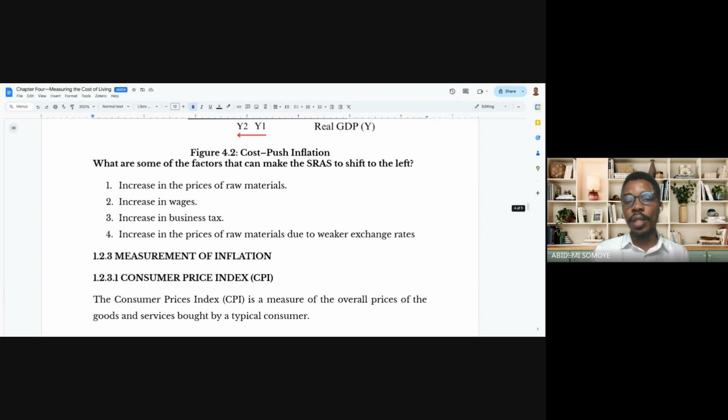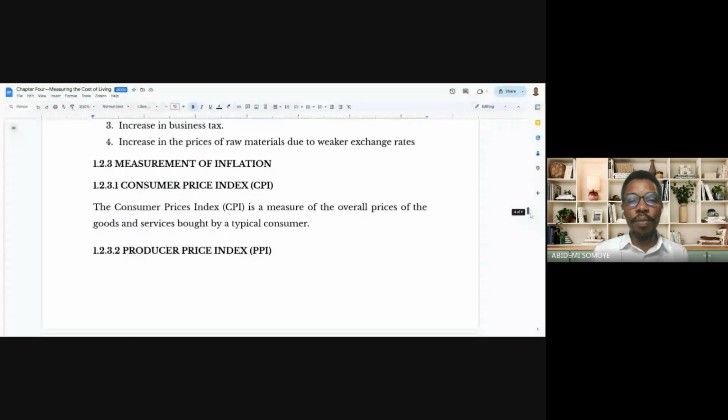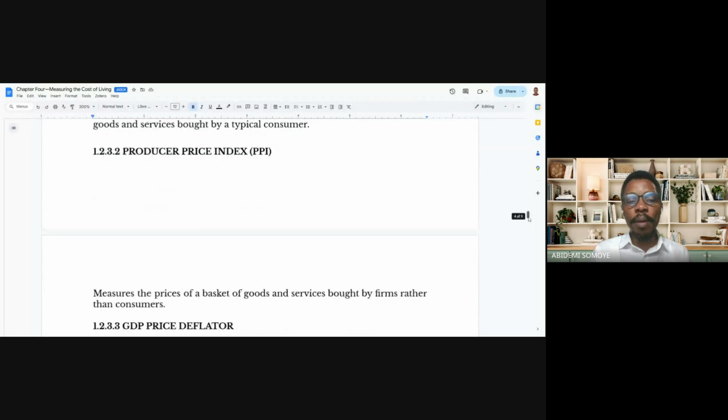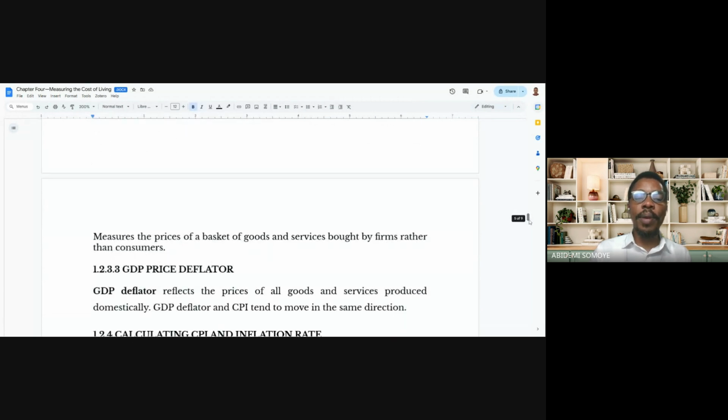Now, how do we measure inflation? What are the yardsticks? We could use CPI, PPI, or the GDP price deflator. The consumer price index, CPI, is a measure of overall prices of goods and services bought by a typical consumer. The producer price index measures the price of a basket of goods and services bought by firms rather than consumers, so for the producer price index, we're also going to take a look at the prices of inputs.